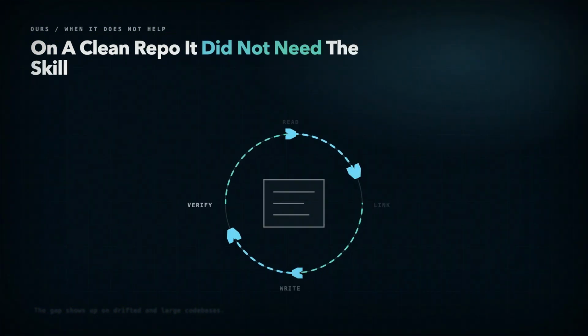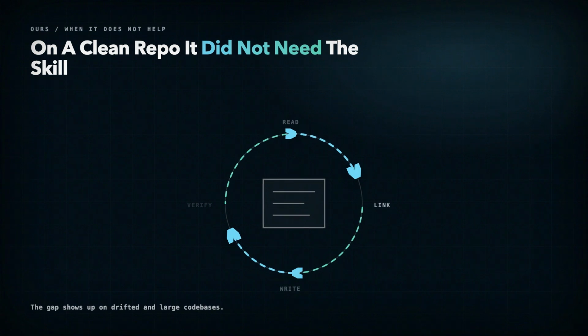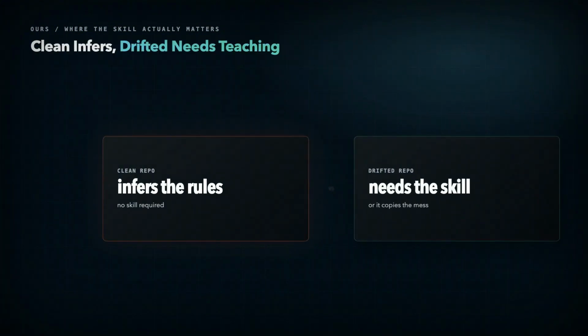Now, one honest result first. On a small, clean, consistent repo, a strong model often figures the conventions out on its own. Learn is not magic. It earns its place when the code is messy.